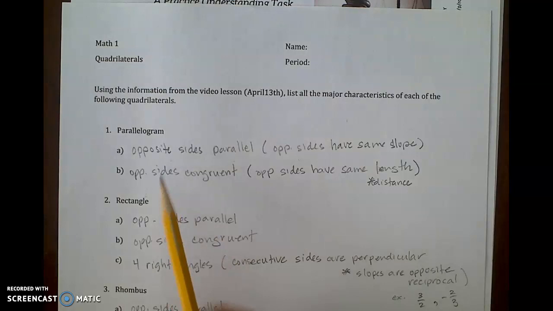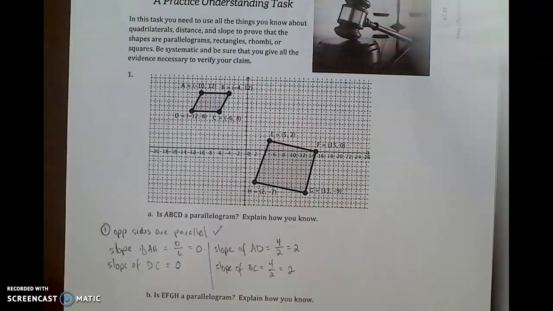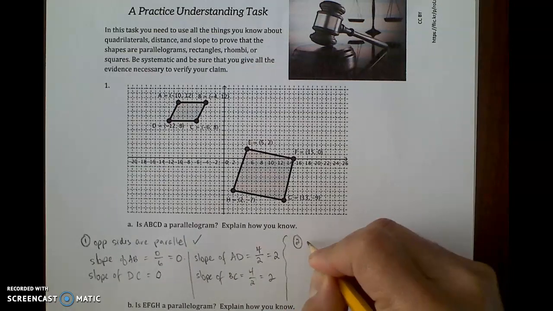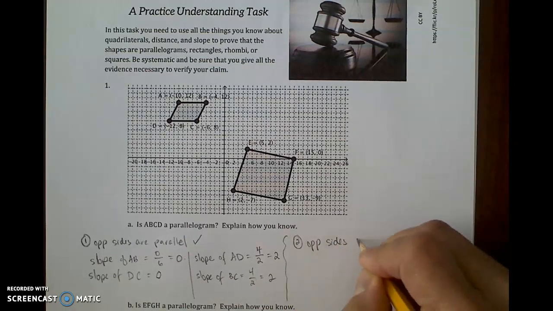So now we need to figure out, does this figure have opposite sides congruent? Opposite sides have the same length, distance. Okay, so let's do that. Number 2, opposite sides congruent.